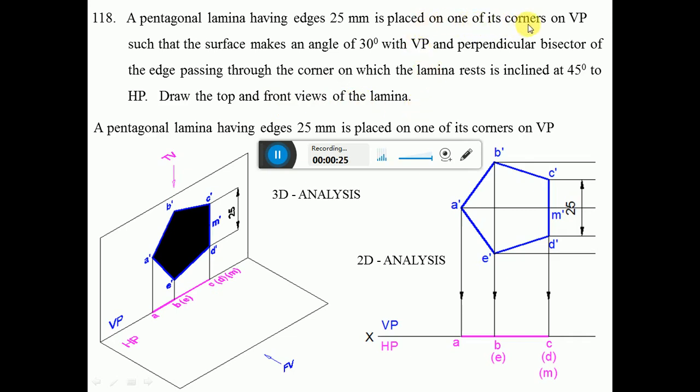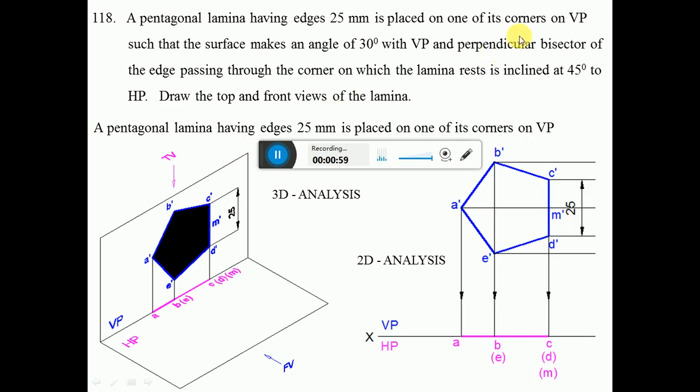As the problem specifies, one of its corners is on VP such that the surface makes an angle of 30 degrees with VP. So the initial position of the lamina should be parallel to VP. That means the surface inclination with respect to VP is 0 degrees. Since it is parallel to VP, in the vertical plane we can see the true shape. Therefore, we have to start the problem from the front view, that is, in the vertical plane.